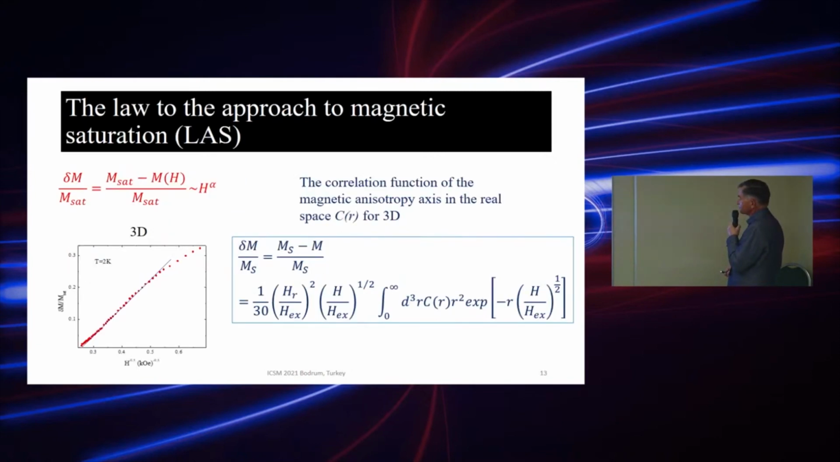The random anisotropy model tells us that the magnetization approaches saturation according to this simple expression, where the exponent alpha depends on the dimensionality of the sample. In our case, we expect a three-dimensional case, and for three dimensions, the exponent alpha should be minus 0.5, which was perfectly confirmed by fitting the experimental data with this simple equation.